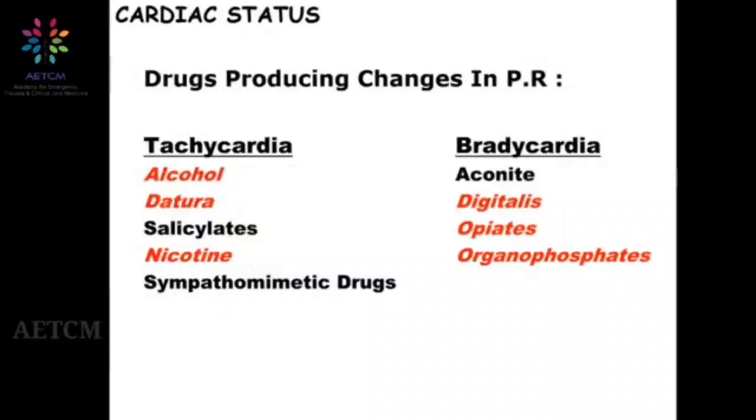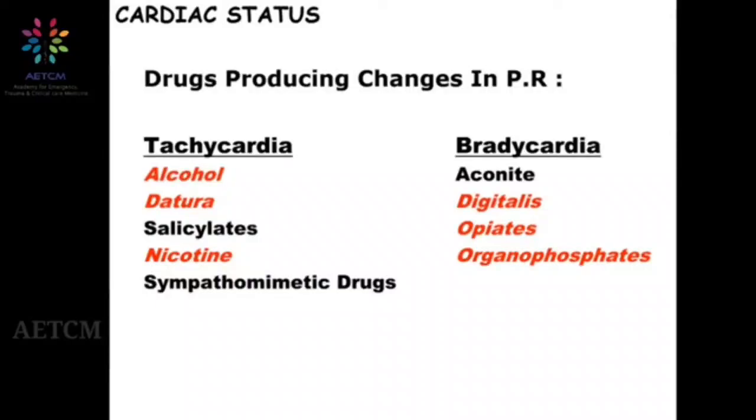For tachycardia, some of the common toxins which can cause tachycardia are alcohol, datura, nicotine, and salicylates and sympathomimetic drugs. And for bradycardia, common things you need to keep in mind are organophosphates, opiates, digitalis and aconite.